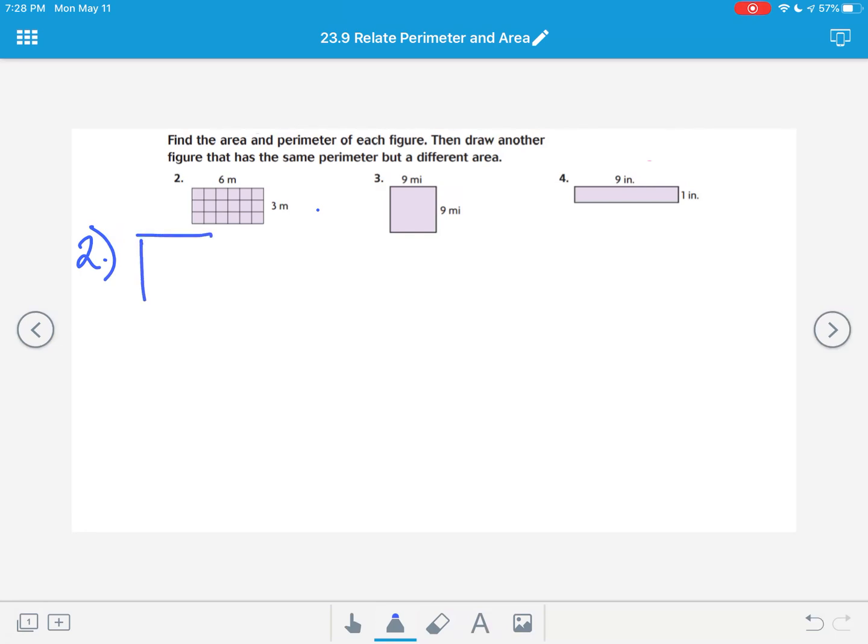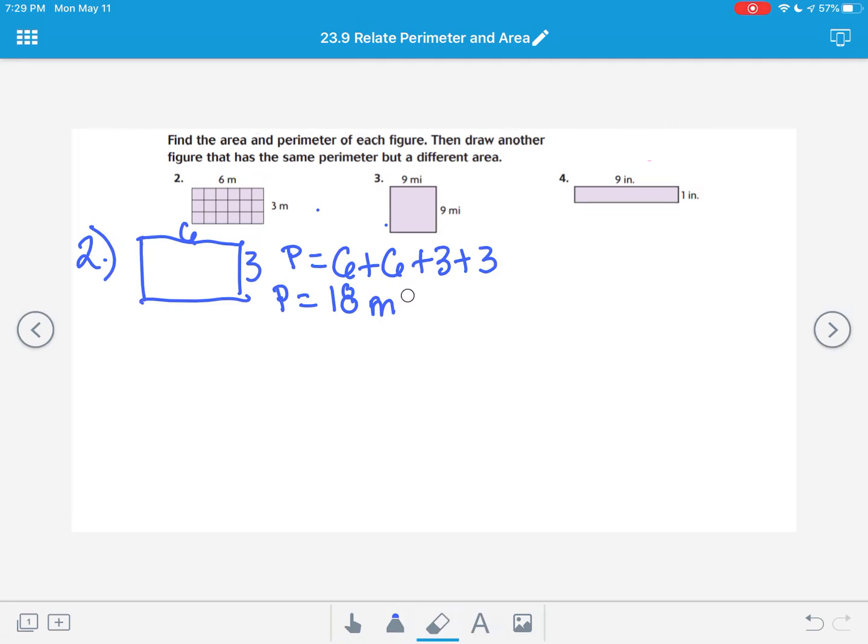Let's take a look at number 2. I have a rectangle that is 6 meters by 3 meters. The perimeter for this figure is going to equal 6 plus 6 plus 3 plus 3. 6 plus 6 is 12, plus 3 is 15, plus another 3 is 18. So I have 18 meters for my perimeter. Now let's solve the area.